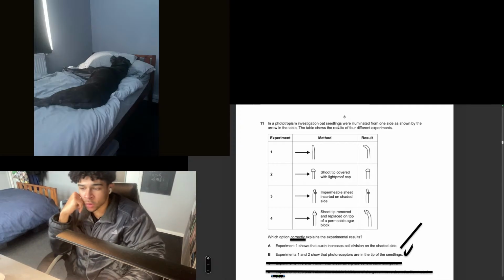Okay. This is where you've got to think. This says it shows auxins increase cell division. There's no mention of auxins in this thing. It could be anything. So that's right, but the experiment doesn't show that. 1 and 2.